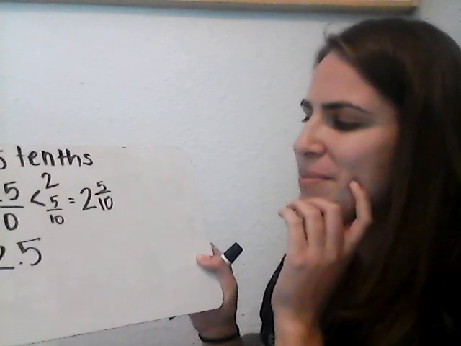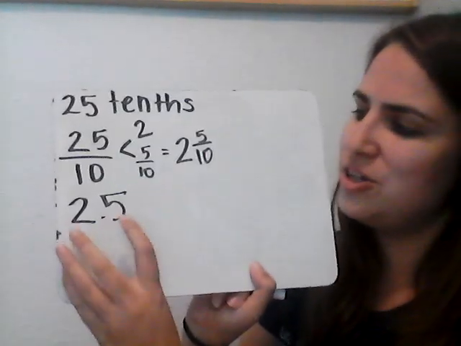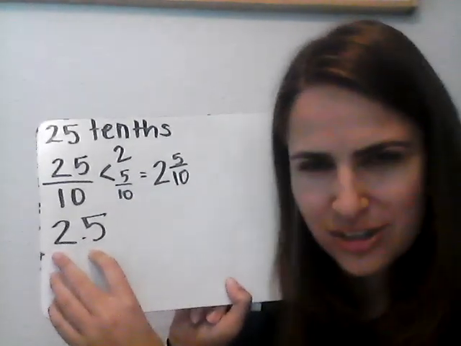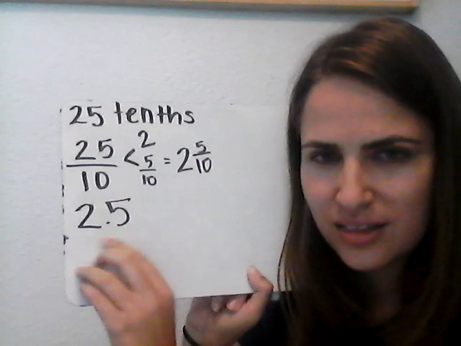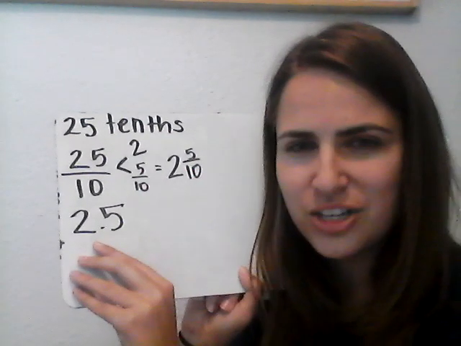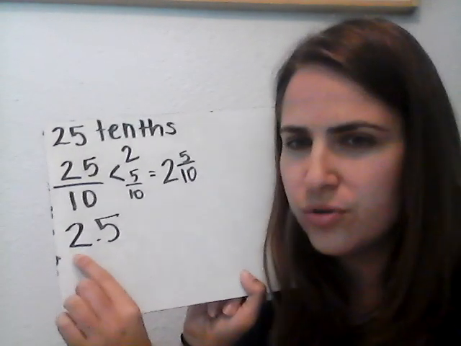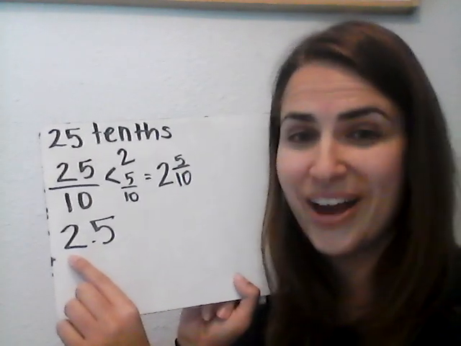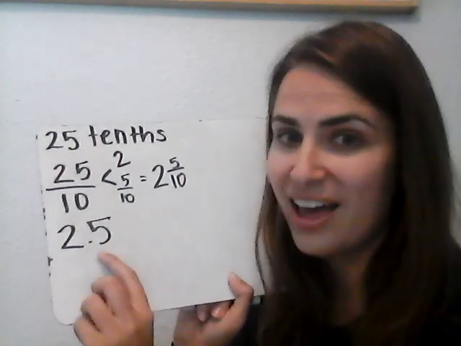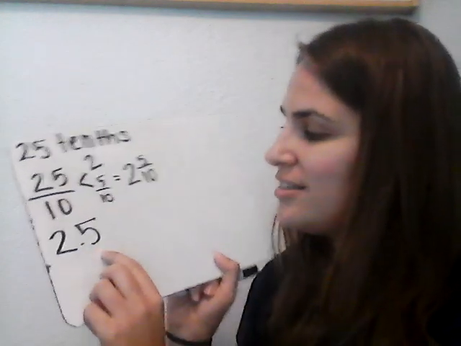Next, I want us to think about the units that we have. So looking at 2 and 5 tenths, what are the units that we have in this decimal? What are the units that we have? We have 2, that's right, ones, and we have 5, that's right, tenths, 2 and 5 tenths.